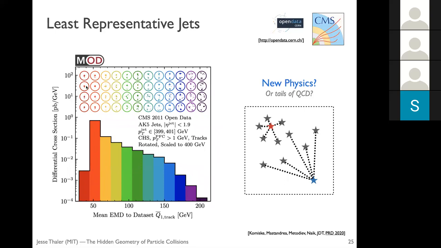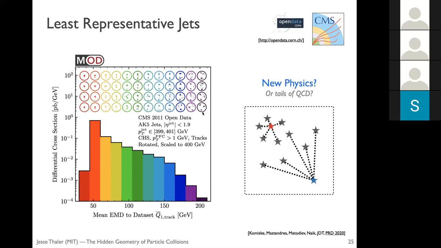And then I can find the major outliers. The outliers, the ones that are really far away from all their friends, are either just the tails of QCD, or potentially exotic new physics signatures that are far away from the bulk of the distribution. So you can imagine using techniques like this as a kind of anomaly detection scheme to find strange-looking objects in this space.